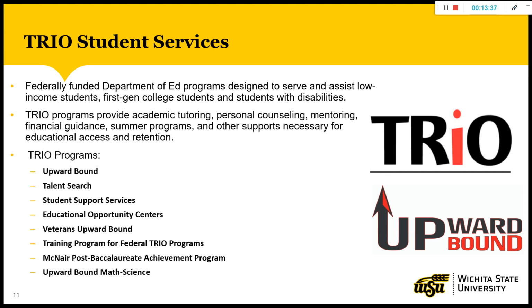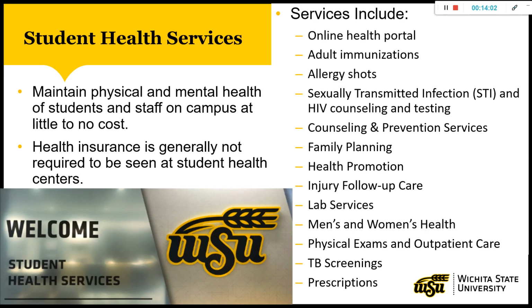I would definitely, again, as you're shopping around and looking at different universities, if you fall under one of those categories, if you come from a family with a lower income bracket, if you're a first generation college student or a student with disabilities, definitely look into how your university takes advantage of the TRIO program to serve students.